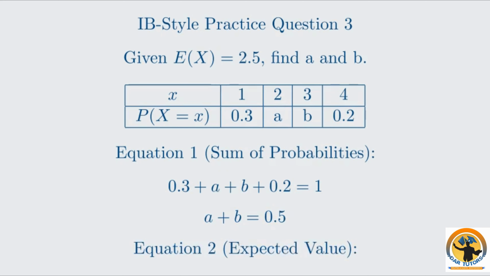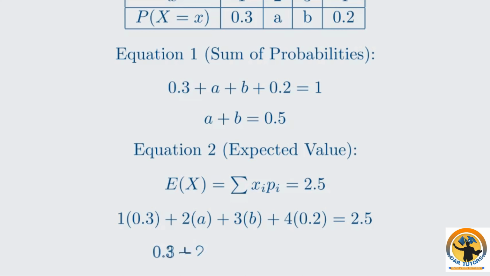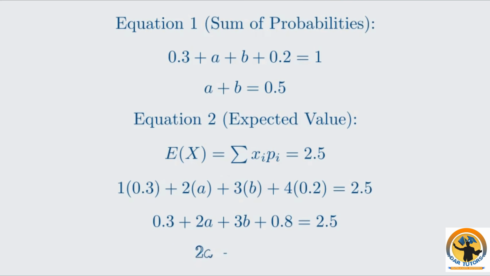The second equation comes from the definition of the expected value. We are given E of x is 2.5, so the sum of x times P of x, which is 1 times 0.3 plus 2 times A plus 3 times B plus 4 times 0.2 must equal 2.5. This simplifies to 2A plus 3B equals 1.4. This is our second equation.